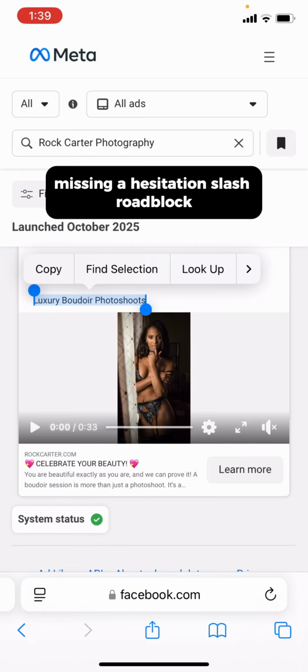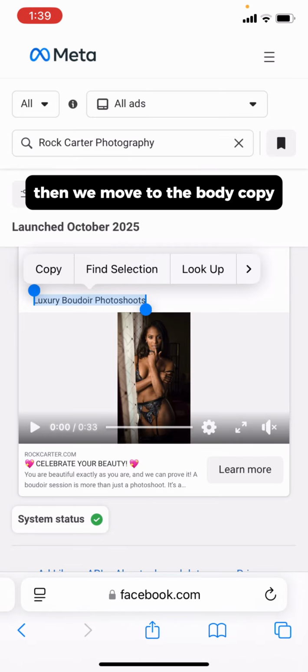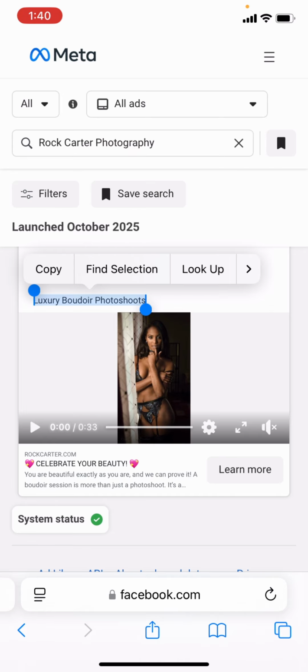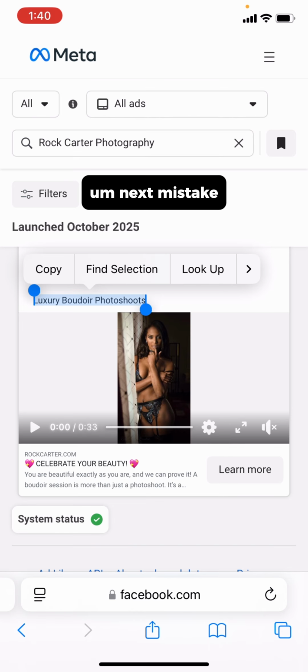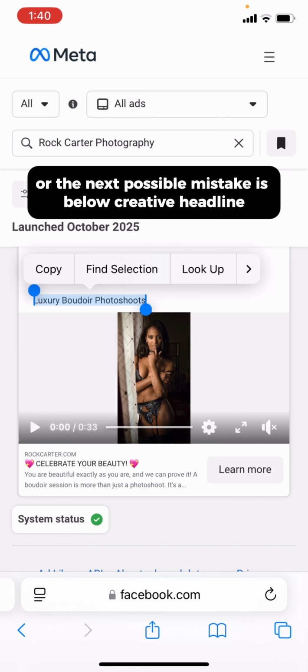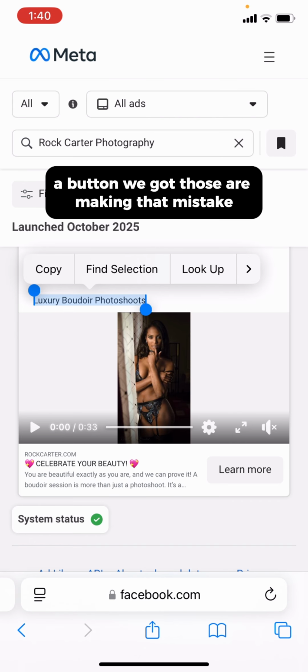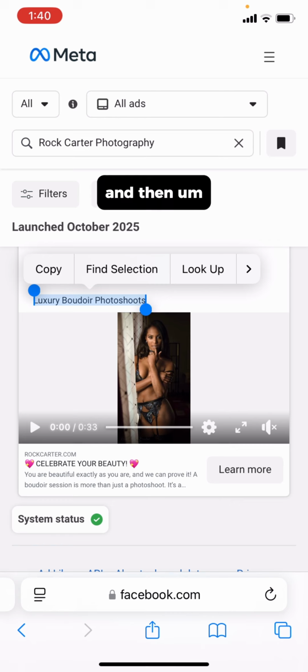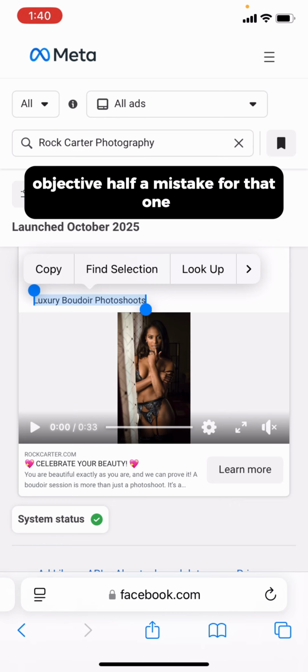Missing a hesitation slash roadblock. Then we move to the body copy. Missing an authority hook. Missing a story slash narrative. Missing our full offer. Next, the next possible mistake is below creative headline and button. We got those. We're making that mistake. And then objective, half a mistake for that one.